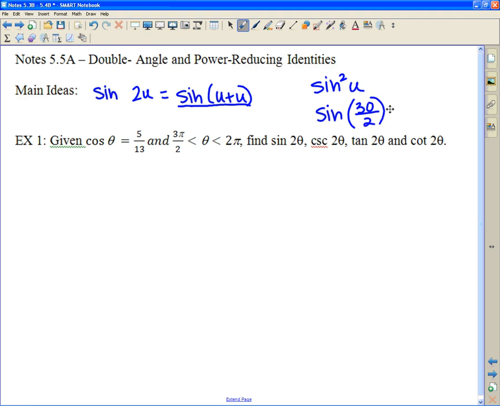The sine of 15 degrees is found by taking half of 30. And so we're going to have to think about that. There's a formula or a rule.